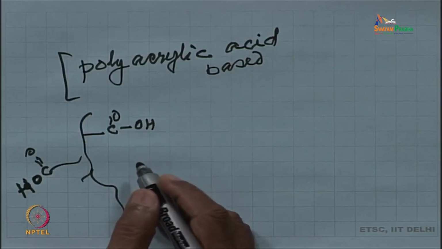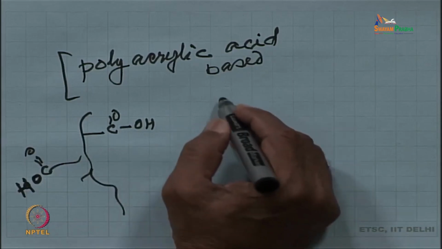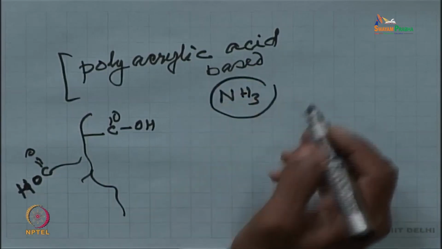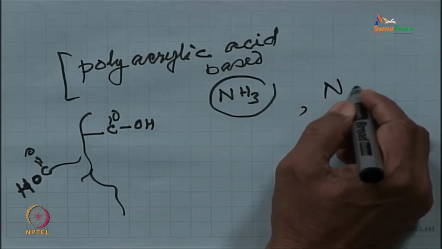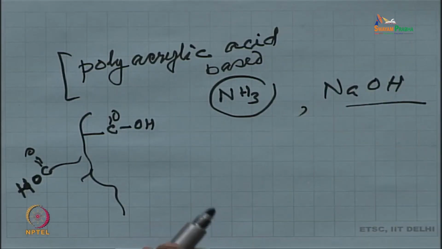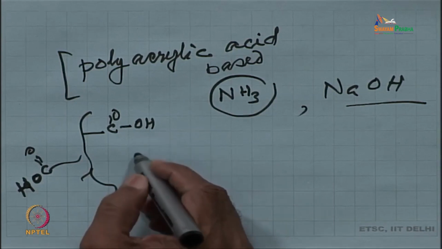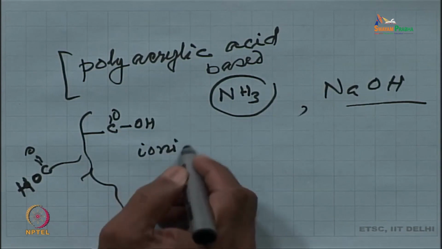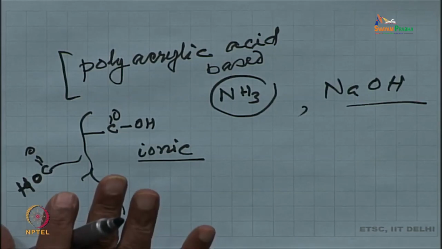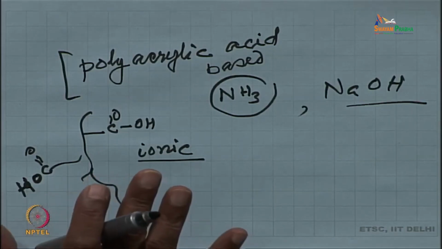So when does it become ionic? When you, let us say, add an alkali. If you add, let us say, ammonia or ammonium hydroxide or sodium hydroxide, then they will get ionic. So they become ionic. So once they become ionic, then we get a lot of viscosity. You change the pH, there is no viscosity. So this is a very interesting compound. It is very interesting as well as very delicate.